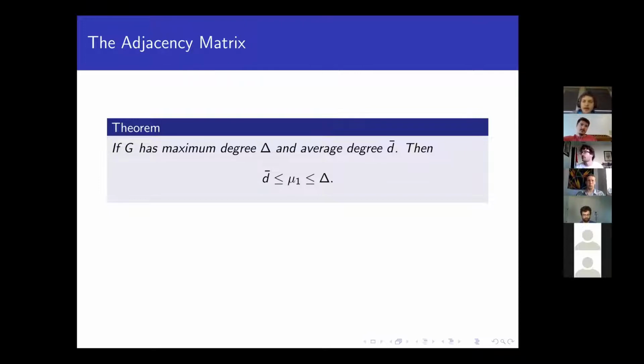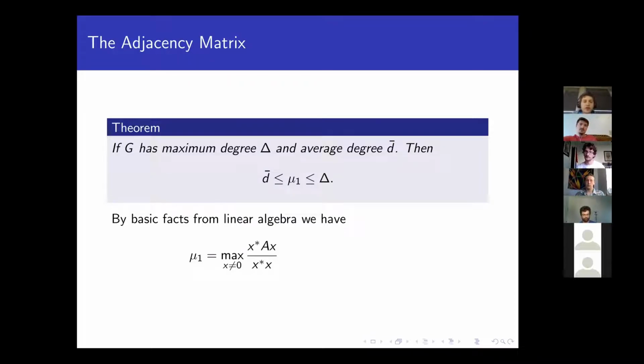And the last significant result that I really want to talk about here is the following, which says that if G is a graph with maximum degree delta and average degree bar D, then its largest eigenvalue is sandwiched between these two things here. In particular, if G is a D-regular graph, its mu1 is going to be exactly D. So its maximum degree and its average degree are the same. Okay, so we'll prove this.